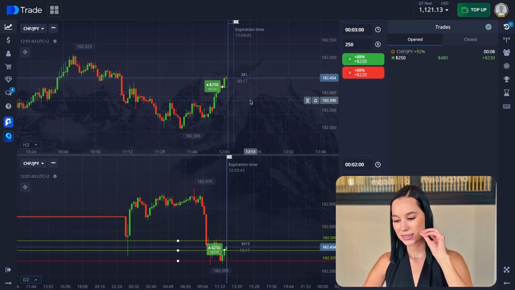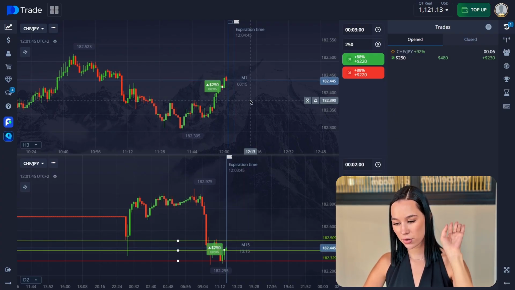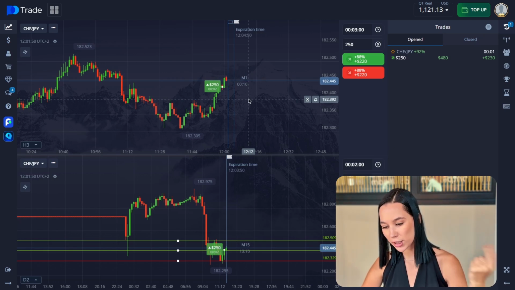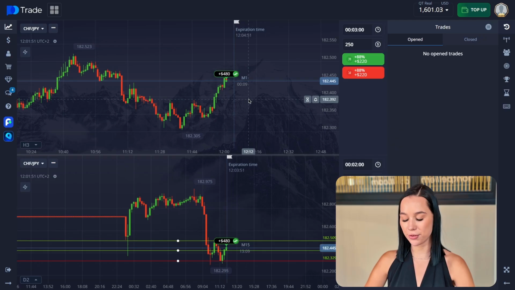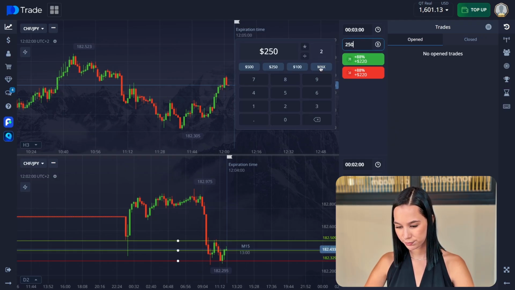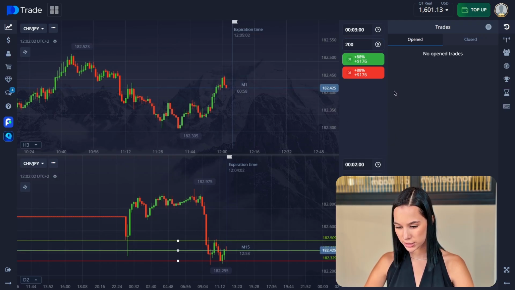8, 7, 6, 5, 4, 3, 2, 1, and we close it in the plus. Okay, perfect. So we're gonna change our amount of money per trade to 200 and open here a buy trade again.